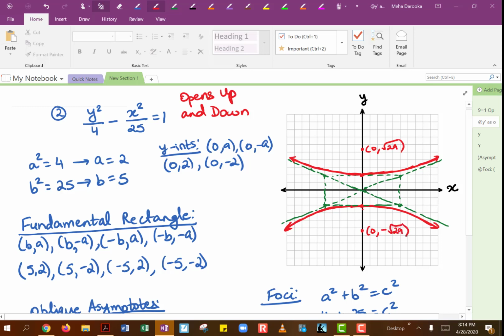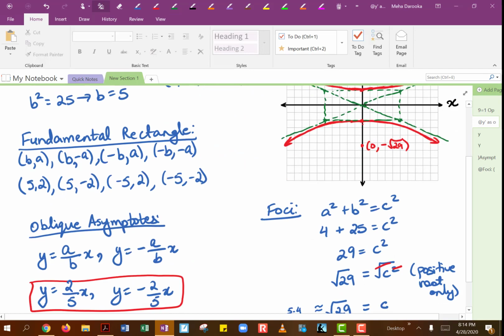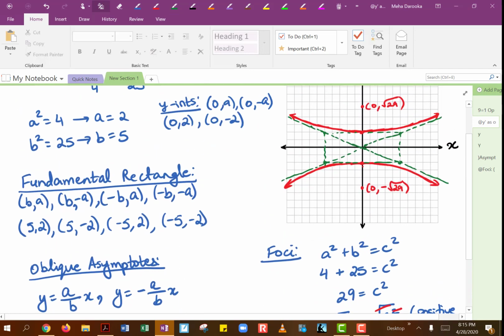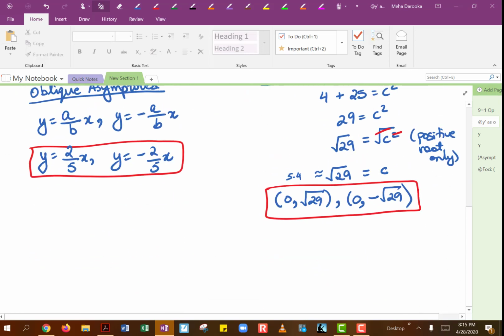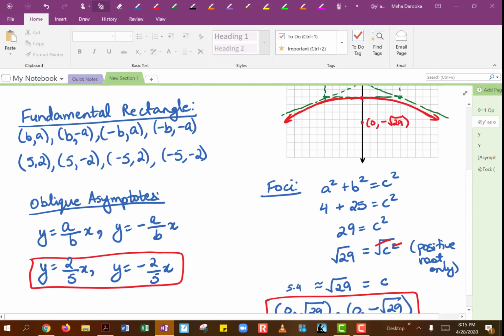Okay, so again, same process. Find the fundamental rectangle first, extend your diagonals to form the oblique asymptotes, get your equation for the oblique asymptotes, and then find your foci.